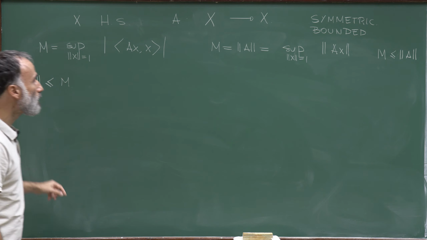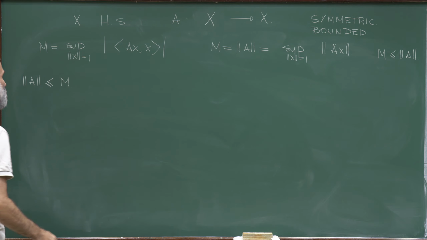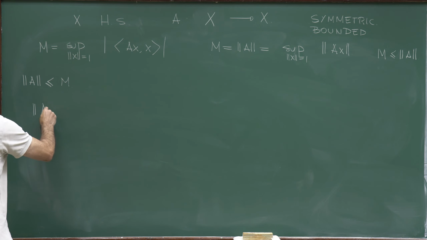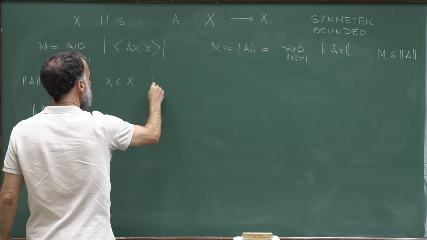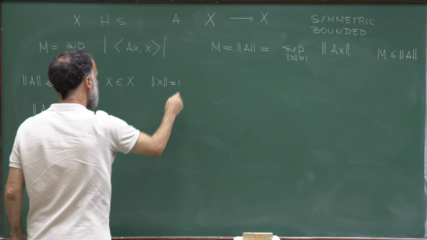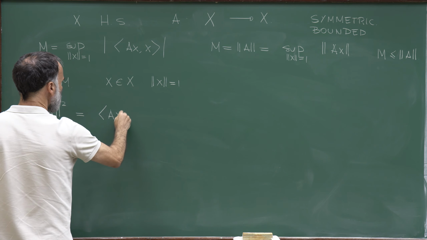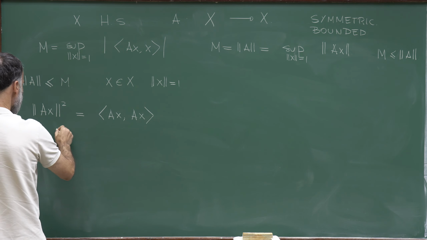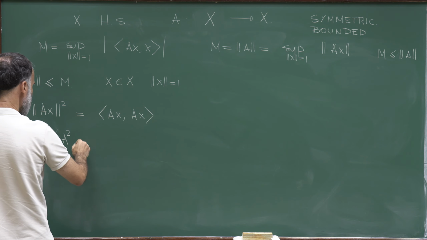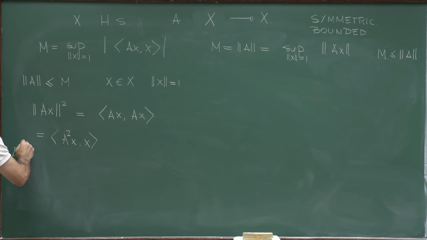So in order to prove that, let's look at the variational formula. Let's consider the square of the norm of Ax. So I fix x in X with norm equal to 1. I consider the square of this norm, so this is equal to the scalar product of Ax with Ax. And since A is symmetric, I can rewrite that as (A²x, x), where by A²x I mean A applied to Ax.